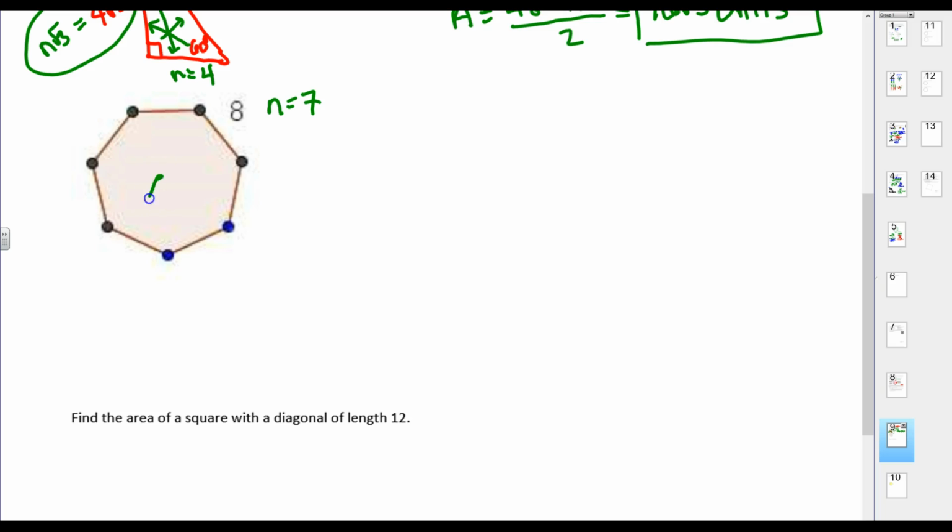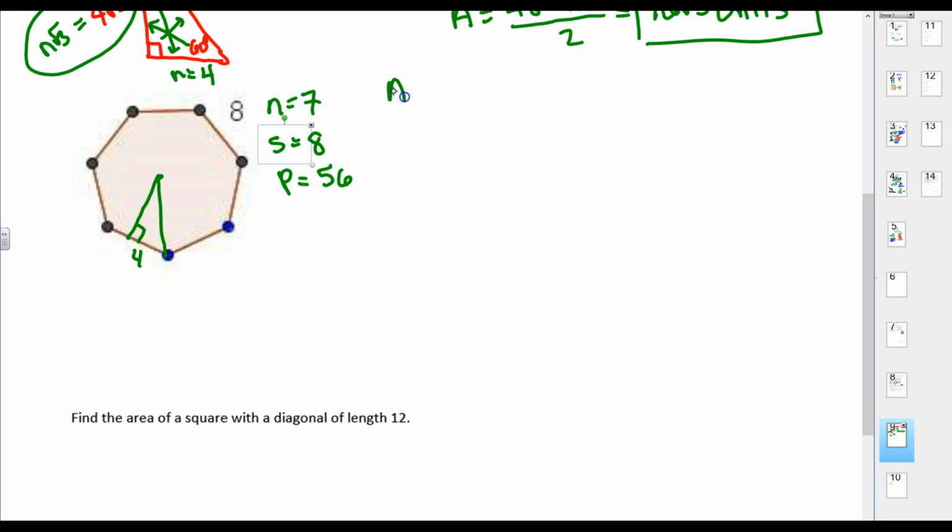I'm going to go from the center to the opposite side. Sorry guys, this isn't the best triangle ever, but we're trying. I know this is half of the side length, so that must be 4. So my side length is 8, which means my perimeter must be 7 times 8, which is 56.